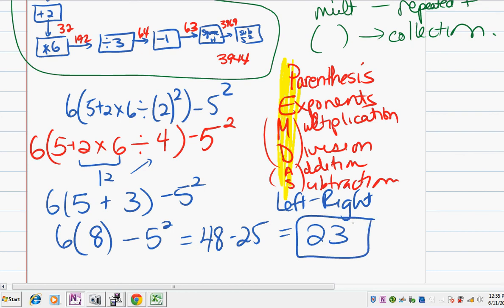So you can see 23 is very different than the 3,944 I originally got working left to right. And you could imagine you can come up with probably at least a dozen different answers depending on how you interpret a different order. So this is why it's very important to follow order of operations: parentheses, exponents, multiplication, division, addition, subtraction.